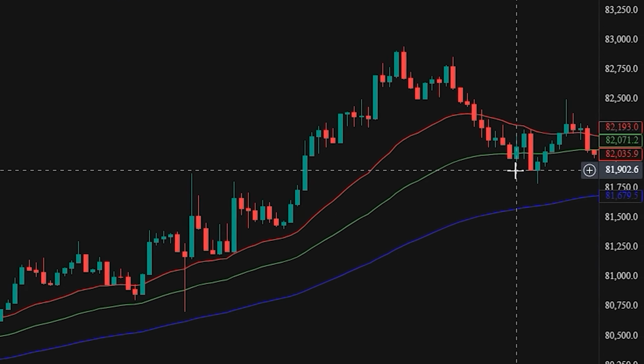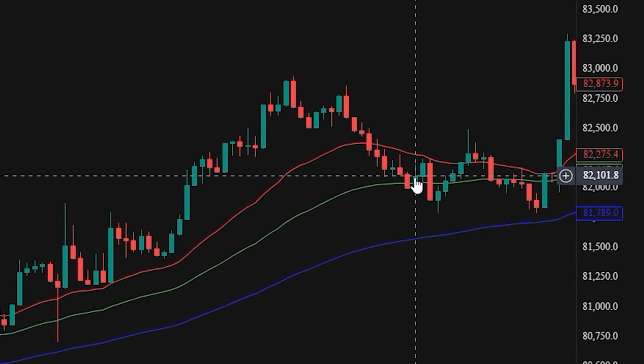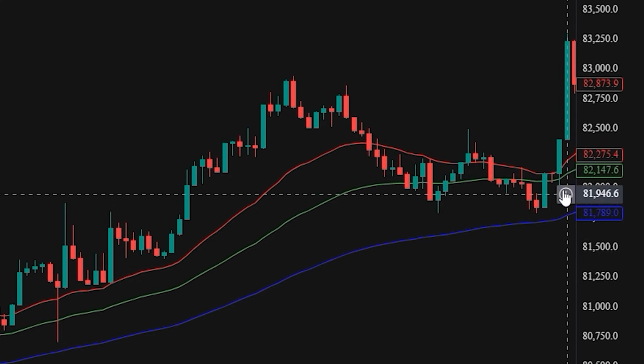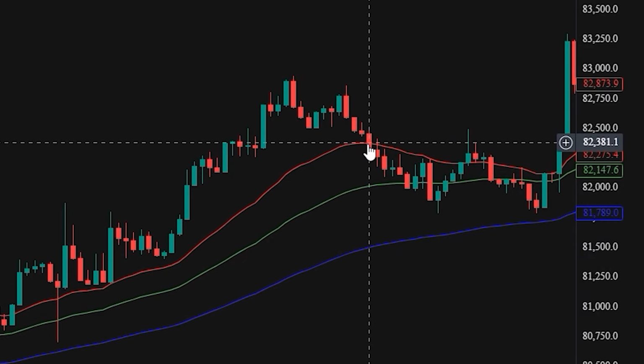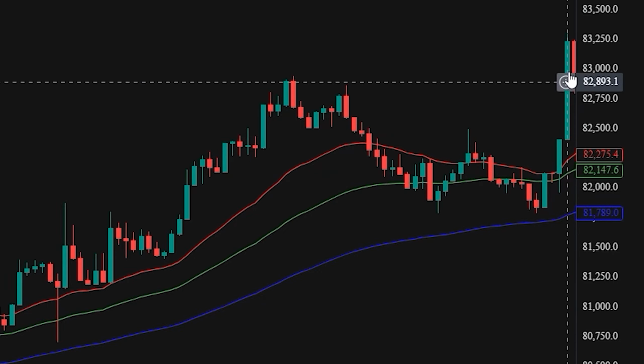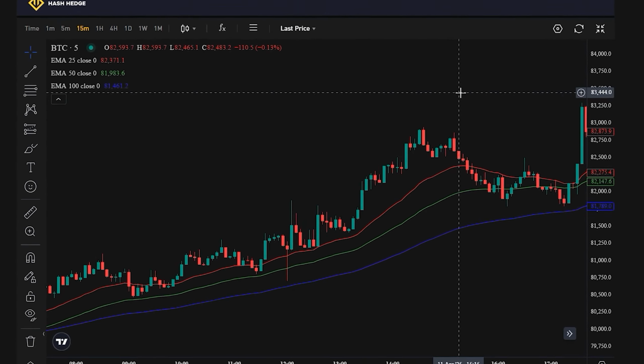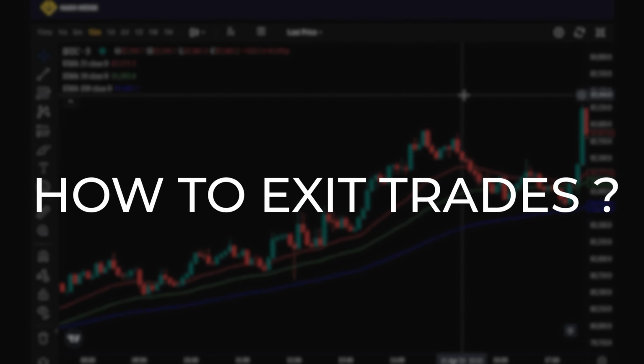If we look further down the same trend, we see that right here, as the trend started to fade, we could have opened a trade here and a trade on the green line. But over time, both of these trades would have gone into positive territory, and we would still have made a profit on them. Now let's talk about how to exit trades.